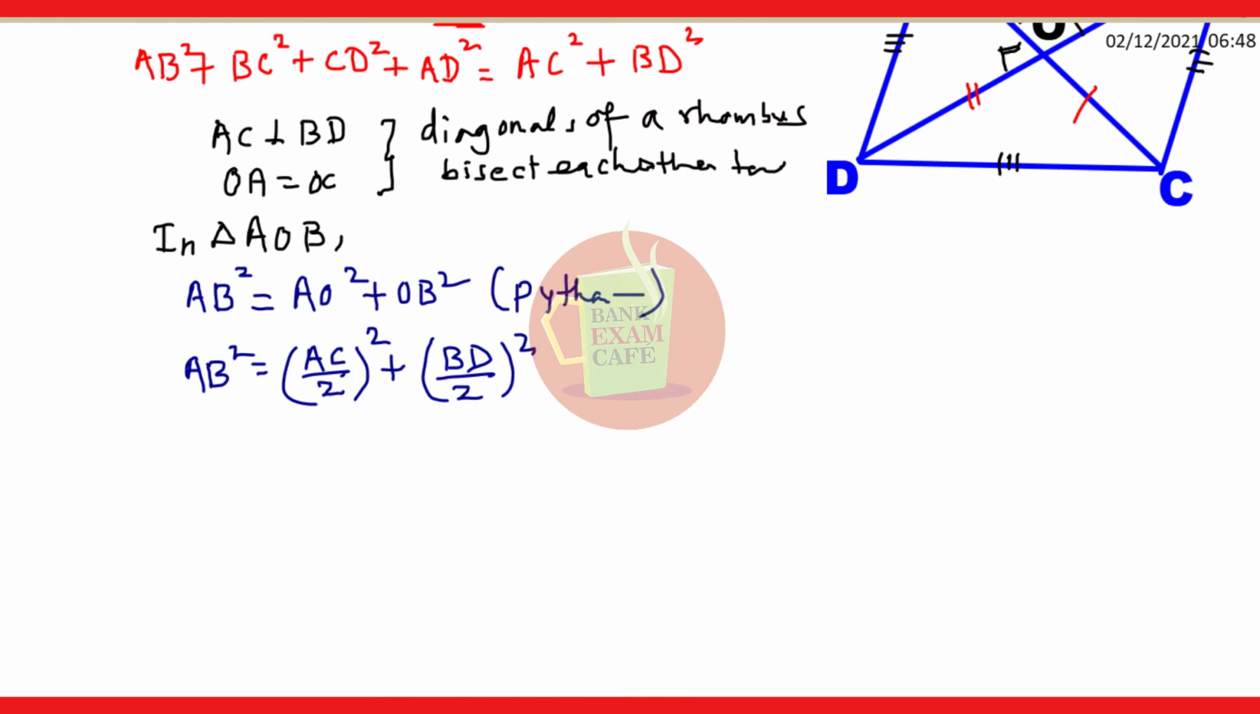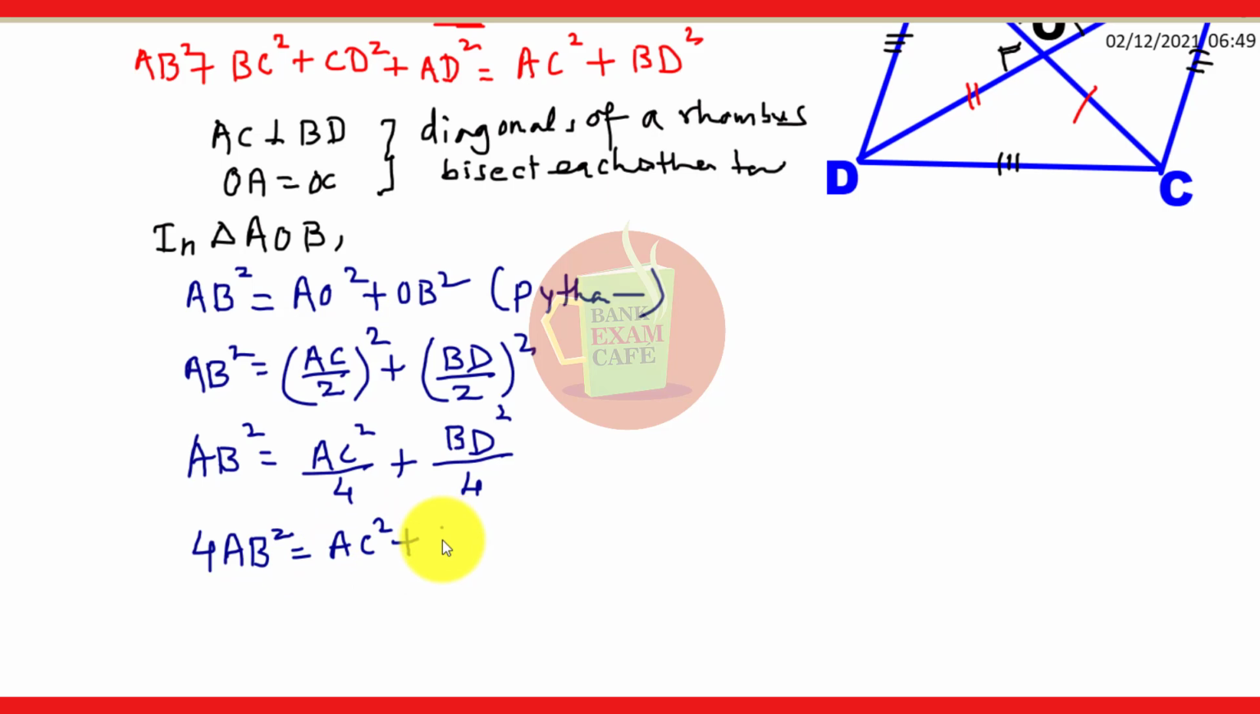So here we will take the square of these brackets, so AB square is equal to AC square upon 4 plus BD square upon 4. So 4 will be the common denominator, so take 4 to this side, so it will be 4 AB square which is equal to AC square plus BD square.